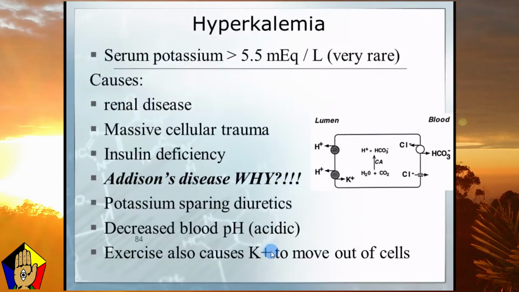And then hyperkalemia, you can just kind of look at the opposite of hypokalemia, but some of the main causes: renal disease, because you can't get rid of the potassium, so it builds up. Okay? It's kind of rare. Addison's disease, because Addison's disease affects aldosterone. So with Addison's disease, they don't have aldosterone, so they're losing lots of sodium and they're retaining lots of potassium.